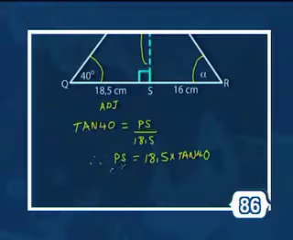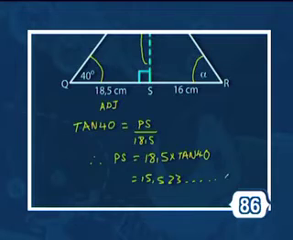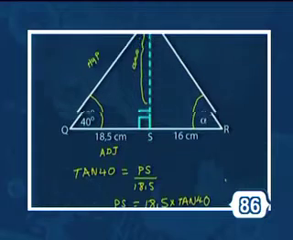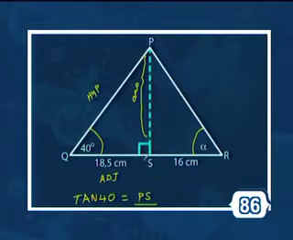So it's 15,523, and so on. We've got all of those values in our calculator, and we're going to use them as they are in the calculator. Now that I have the value of PS, I'm going to move into triangle PSR.